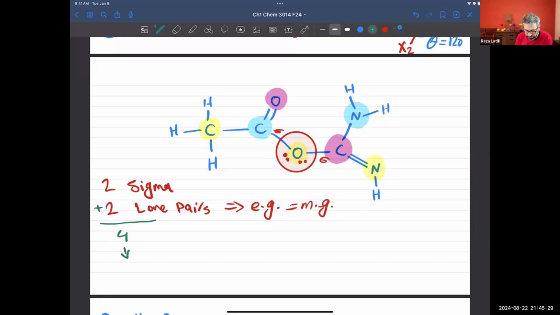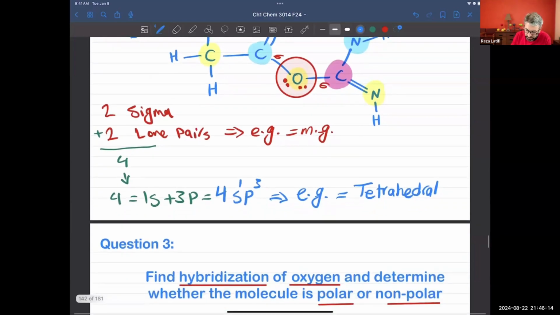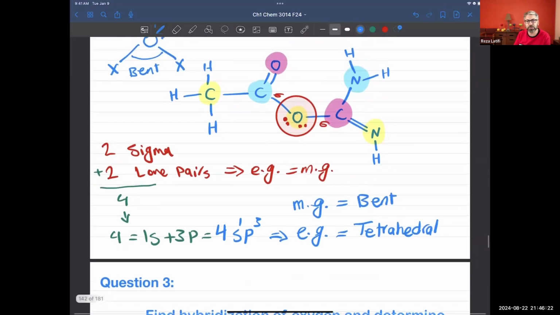That means the hybridization is going to be sp3. 1 from S, 3 from P, I get 4 orbitals, S1 and P3. Because the hybridization is sp3, the expected electron geometry should be tetrahedral. But what's going to be the molecular geometry? I see oxygen with 2 lone pairs attached to 2 different atoms. What should I call it? It will be bent. So the molecular geometry will be bent. I have 2 lone pairs.